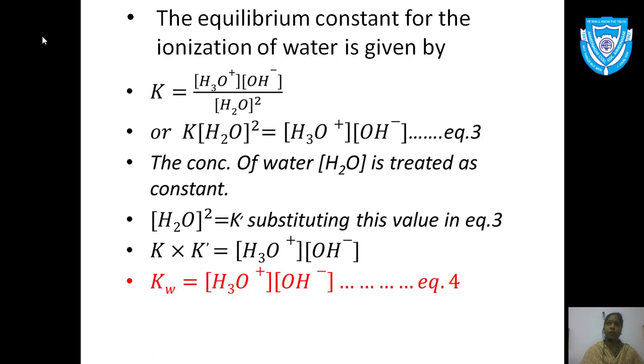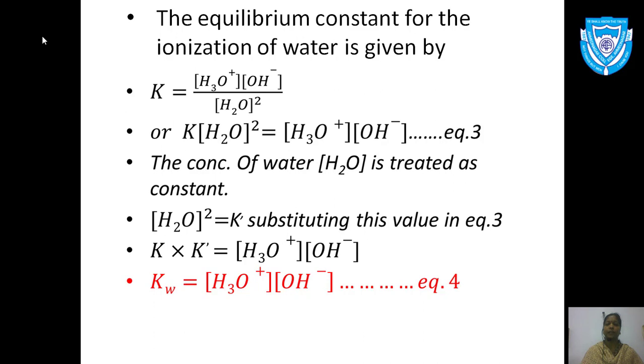So why are we taking the concentration of H2O to the left-hand side? Because the concentration of water is large as compared to the concentration of hydronium ion and hydroxide ion. Since water is a weak electrolyte, there is a large concentration of water in molecular form, and a small concentration of H3O plus ion and OH minus ion in the solution. So here the concentration of H2O is treated as a constant, and the concentration of H2O raised to power 2 is equal to K dash. Substituting this value in the above equation, we get K into K dash is equal to the concentration of H3O plus into the concentration of OH minus ion.